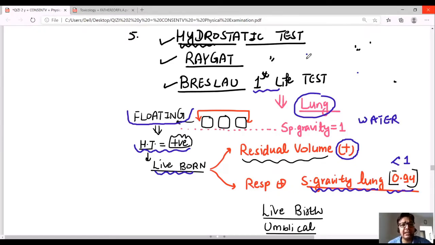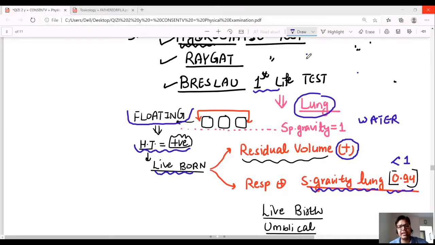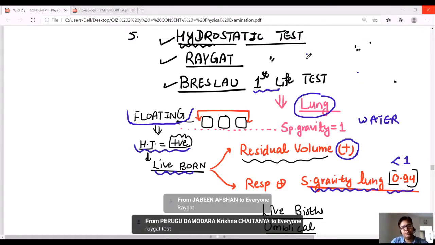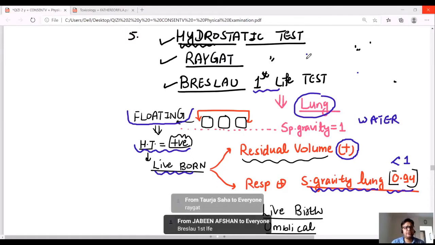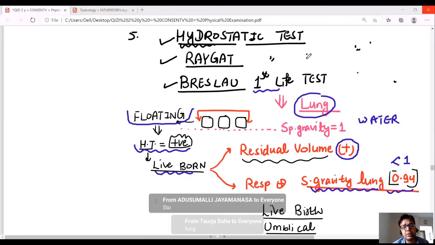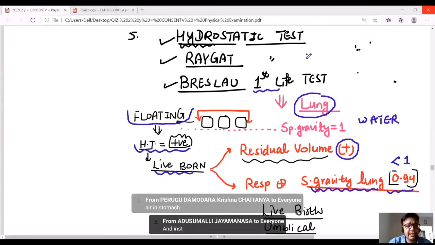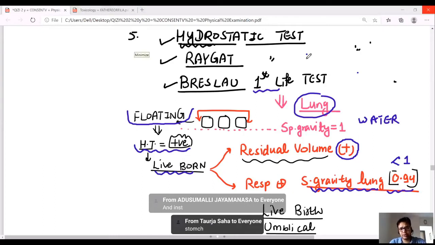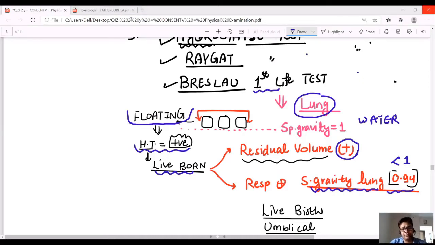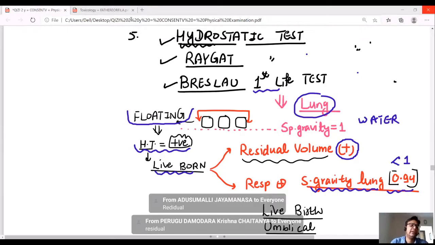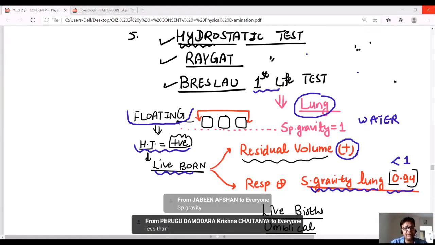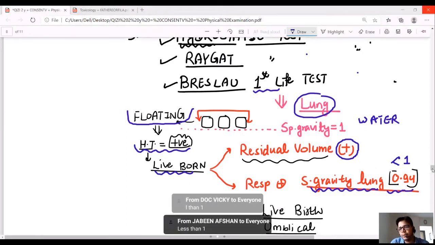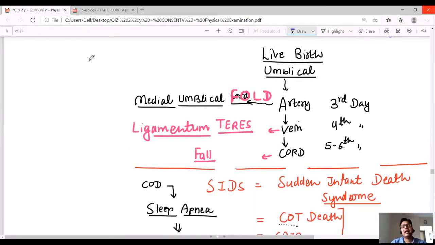Okay sir, let's revise. What are other names of hydrostatic test? Number 1, Regard. Number 2, Breslau first life test. My question for you: Breslau first life test is a test for stomach or lung? Lung. Breslau second life test is for stomach or lung? Stomach. When we put lung pieces in water, if lung pieces are floating, that is a positive hydrostatic test. Now third question: positive hydrostatic test is because of presence of which volume in lung? Residual volume. And why? Because specific gravity of lung becomes more than 1 or less than 1? Less than 1, that is 0.94. Very good, my dear friend. These are the reasons that hydrostatic test is positive.